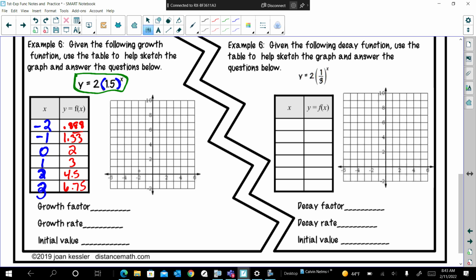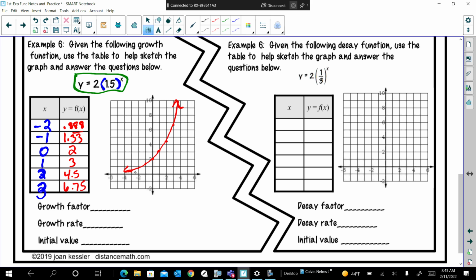At -2, 0.8 is close to 1. At -1 it's 1 1/3, so just above the 1. Then 0, 2; 1, 3; 2, 4.5. Here's 4, here's 4.5, and then 3, 6.75. So it should be curving like such. Are we okay?